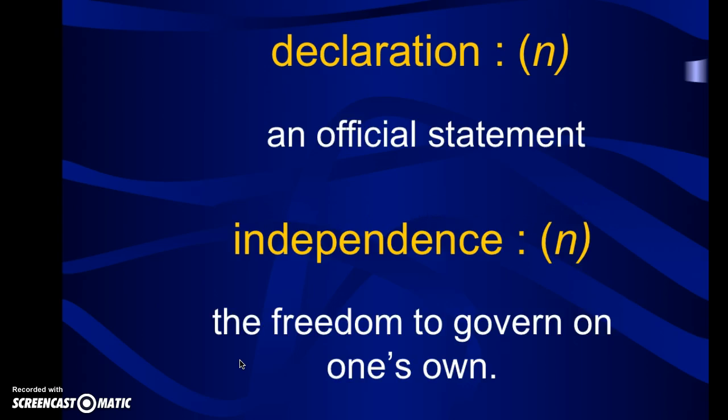Okay, the official meaning of declaration is an official statement. Independence is the freedom to govern oneself. So put those together, and the Declaration of Independence literally means an official statement of people to govern themselves. The colonies were tired of being governed by an alien nation. They wanted to govern themselves. They wanted self-rule.